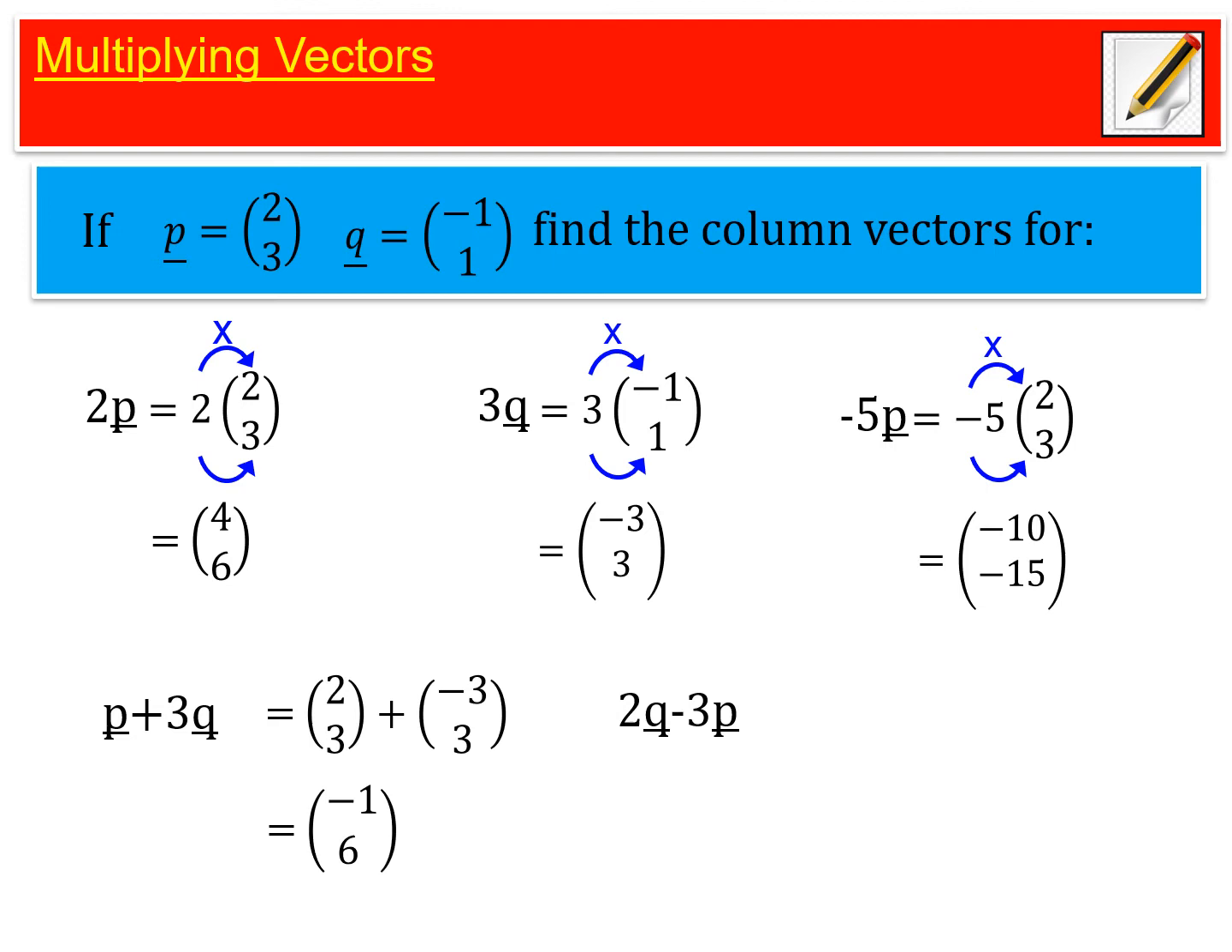The last example we have here is if we want to get the resultant vector for 2Q minus 3P. So that would be double of Q, which is (-2, 2), subtract 3 times P, which is (6, 9). So looking at the x components at the top, we've got minus 2 subtract 6, that gives us negative 8, and then 2 subtract 9 is negative 7. So the resultant column vector for 2Q minus 3P is (-8, -7).